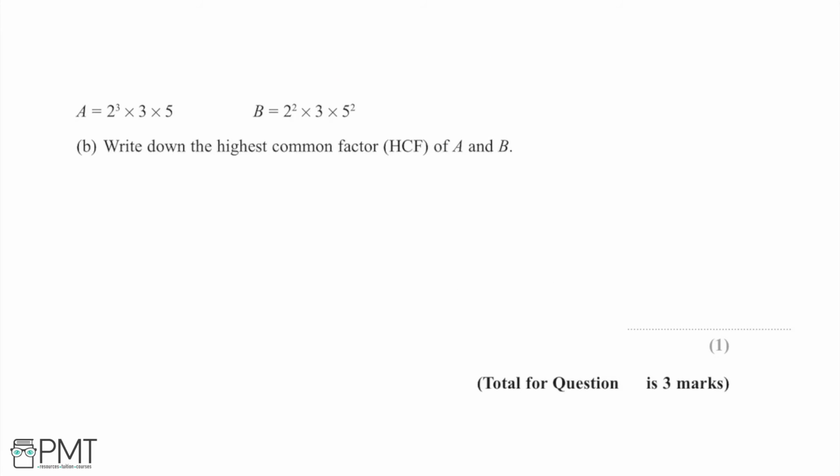I'm now asked to write down the highest common factor of A and B, which we have above. Now this is similar to the previous part of the question, in the sense that I'm going to go with a kind of Venn diagram approach to this again.